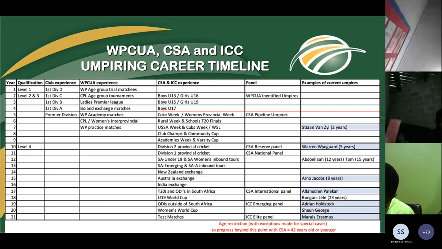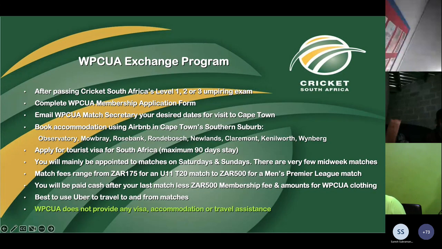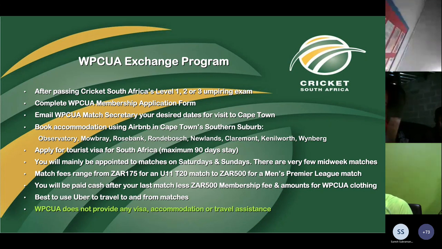So moving on to the exchange program that I mentioned. If you want to come to Cape Town, what is the procedure? Firstly, you need to pass a Cricket South Africa level 1, 2, or 3 umpiring exam with us. So you are busy with level 1 at the moment. As mentioned, the exam window period will be from Saturday, the 29th of October until Tuesday, the 8th of November.